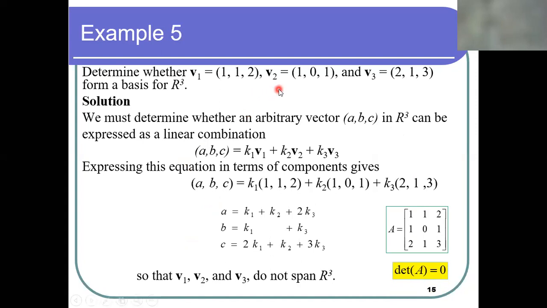Let us take another example. You can just calculate the determinant of this matrix. In that case, you can also say these are not linearly independent, and they do not span R3. So this is another way to find whether it forms a basis for R3 or not, because a basis satisfies two conditions: one is linear independence, and the second is spanning. A basis spans the vector space R3.